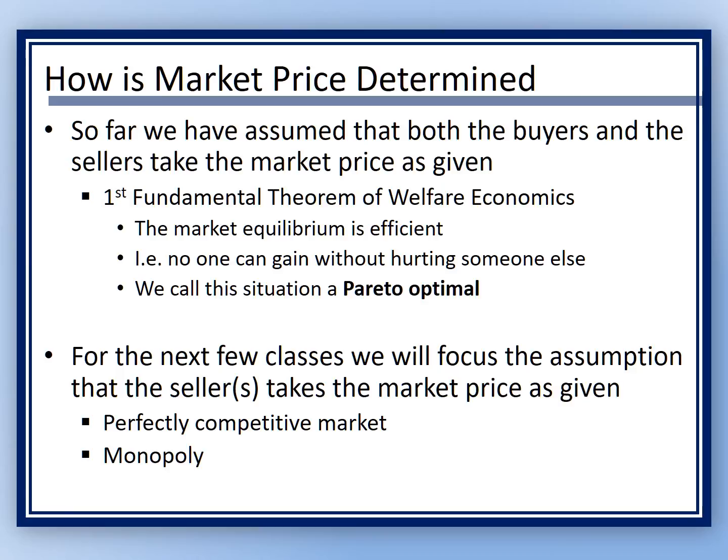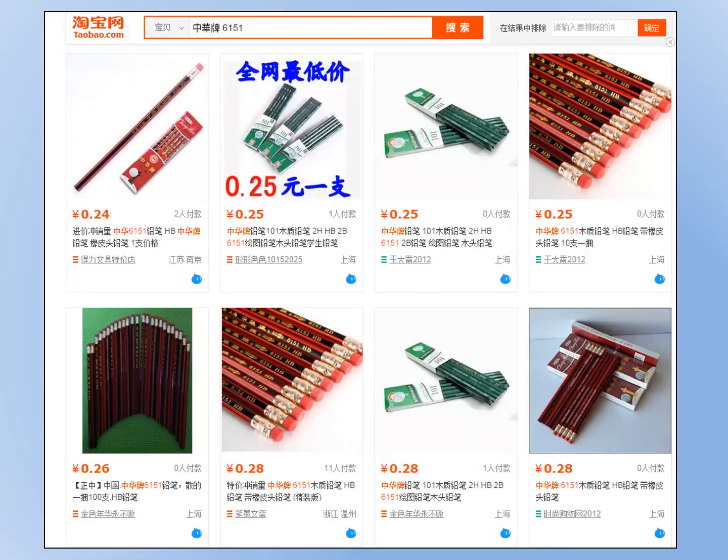We're going to think about a case where we don't need to worry about that. So we're going to try to find examples where the sellers are selling products that are very similar. And where to find that? There's no better place than going on Taobao.